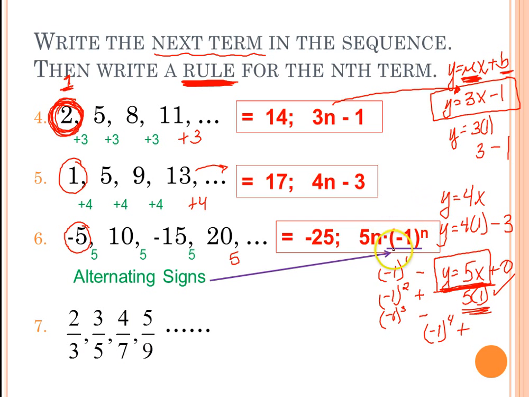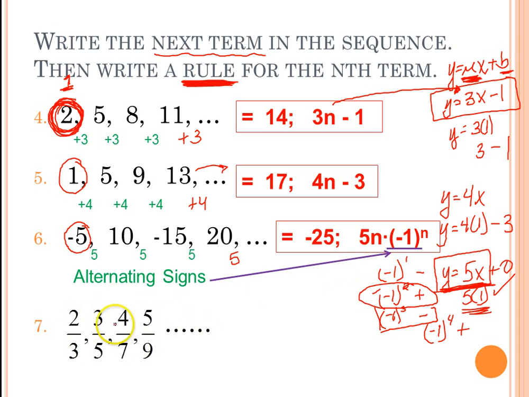So this negative 1 to the n is what's making my first term negative, negative 5. Then my second term was a positive 10, because when you square it, it's a positive. Third term goes back to being a negative. Fourth term is a positive. So anytime you have those alternating signs, that's what this negative 1 to the n is.